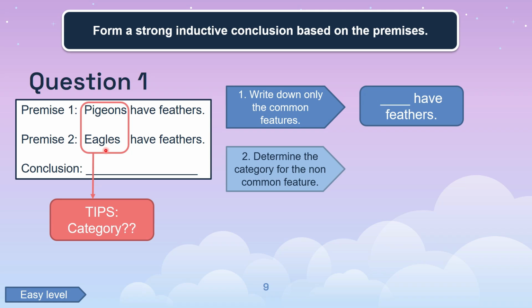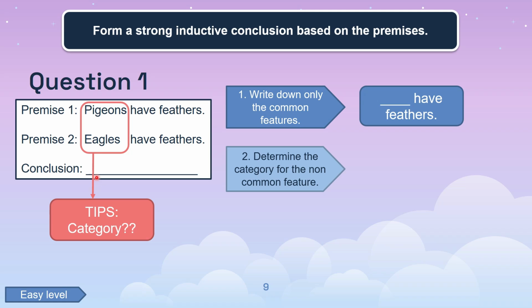Bird, animal. Your answer is animal, right? Is it correct? If you write animals, then you make the conclusion animals have feathers. This is not true, so this inductive conclusion is weak. And then we narrow down the category to birds.